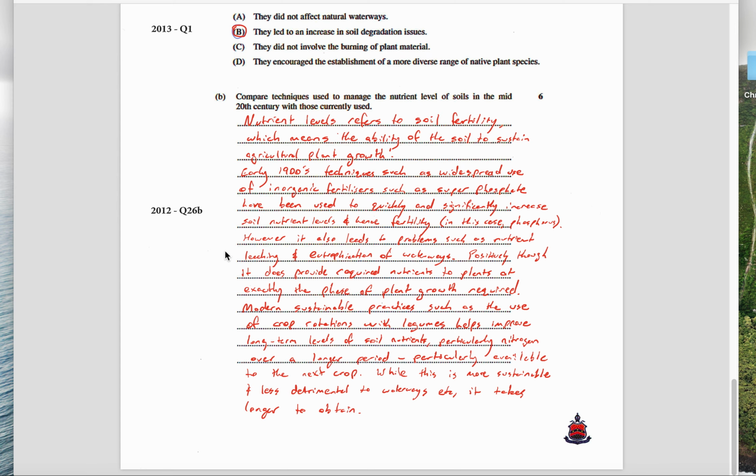However, it also leads to problems such as nutrient leaching and eutrophication of waterways. Positively, though, it does provide required nutrients to plants at exactly the phase of plant growth required. Modern sustainable practices such as the use of crop rotations with legumes help improve long-term levels of soil nutrients, particularly nitrogen, particularly available to the next crop. While this is more sustainable and less detrimental to waterways, it takes longer to obtain.